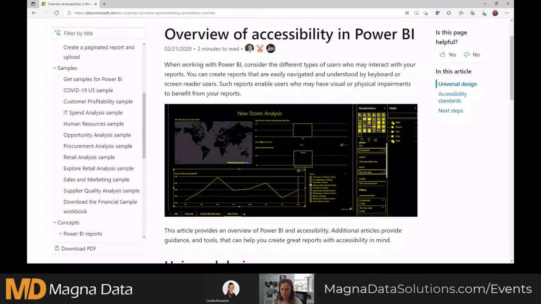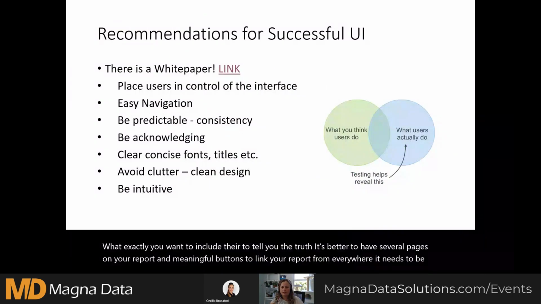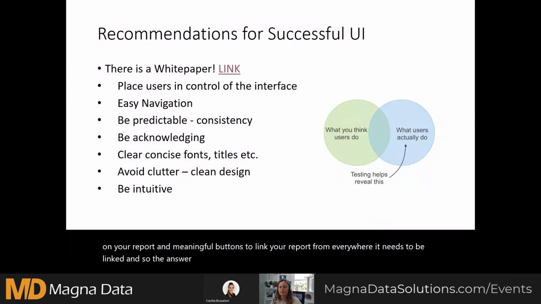Mobile view will almost always be scrollable, because it's going to be per visual. So this would be my answer about the scrollable report. It really depends on what your users are using, what exactly you want to include there. To tell you the truth, it's better to have several pages on your report and meaningful buttons to link your report from everywhere it needs to be linked. So the answer is, it depends. This is the best answer that is out there.